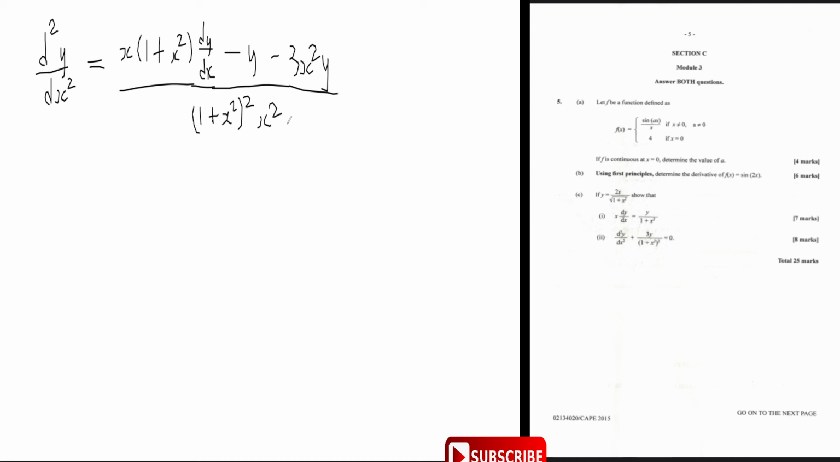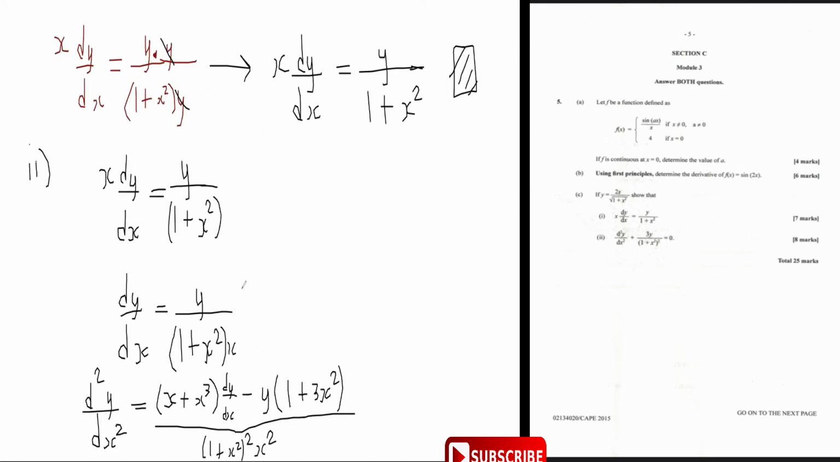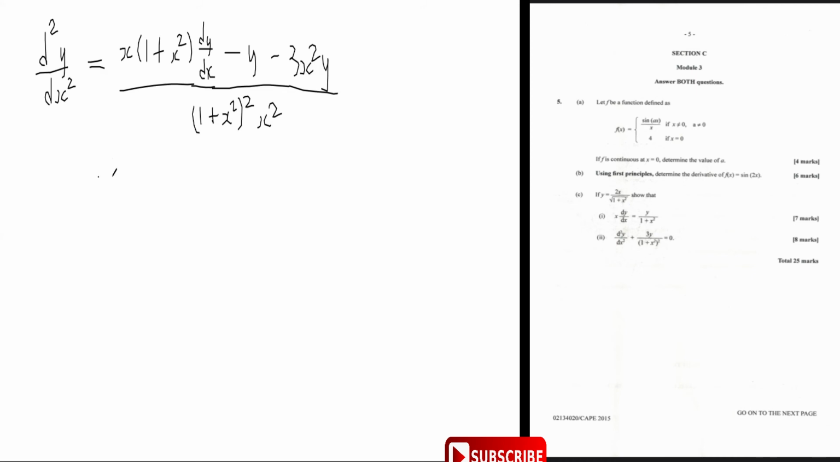All right, now let's look at how we can simplify this. Remember we said, what is dy by dx? We're going to substitute for dy by dx right now, and everything else will work out. Remember we just said that dy by dx is y over 1 plus x squared times x. So I'm going to plug that in here for dy by dx. I'm going to make a big substitution, so pay close attention.